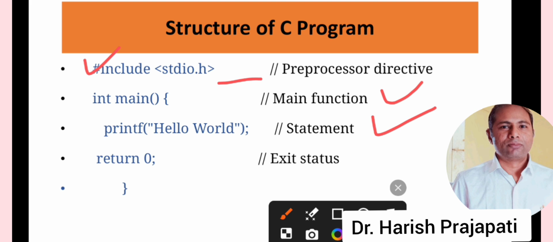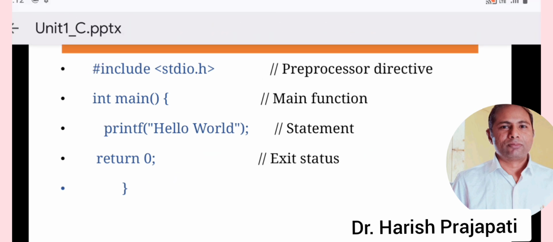Now if I want to display hello world, or I want to write my name, I will write printf. What is the meaning of printf? If I want to display something, whatever I write inside the double quotes of printf will be displayed on your computer screen. Now at last, when we are stopping the program, we will write return 0. Return 0 means we are ending this function. Since we have opened the curly braces, now we will close the curly braces. So this is the smallest program.